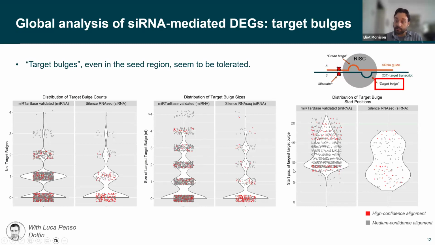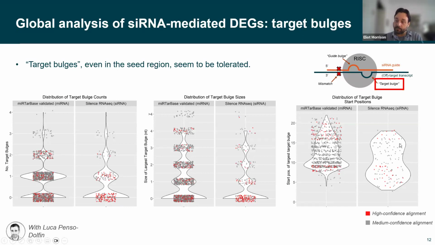We were also interested, of course, in the position of these target bulges. Here we're showing the position from the 5' end of the guide strand. And here you really nicely see this requirement for seed homology in the microRNA alignments, with essentially no target bulges happening within the seed. The majority of these bulges are happening in this position 8 to 10 region, which I think is quite well established, with more petering out towards the 3' end.